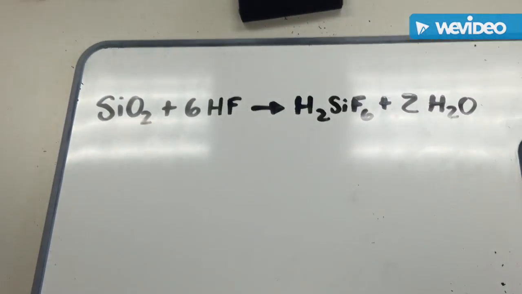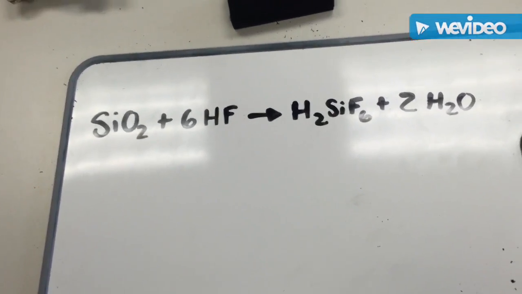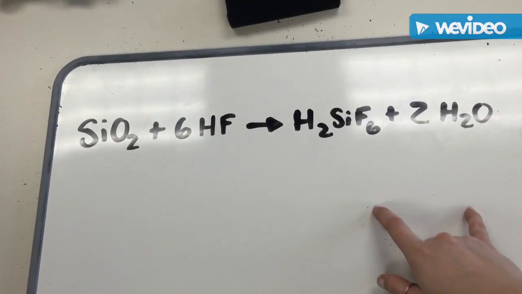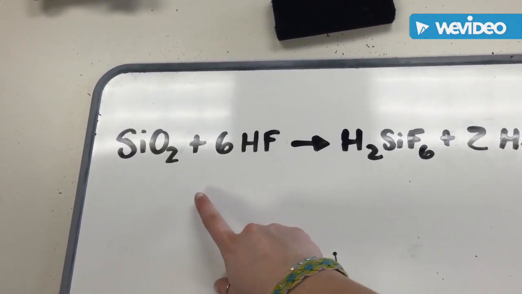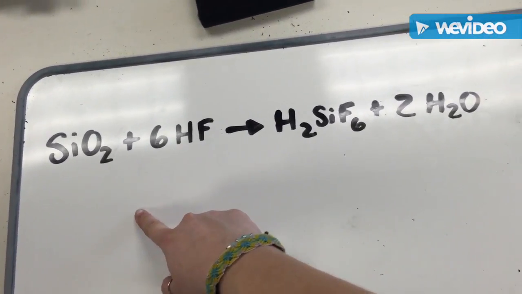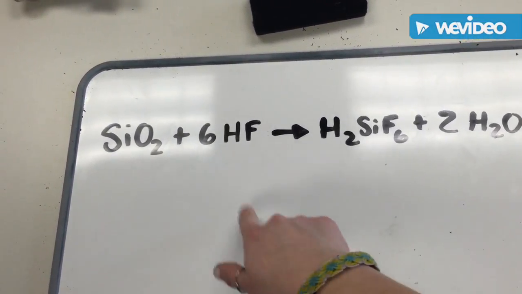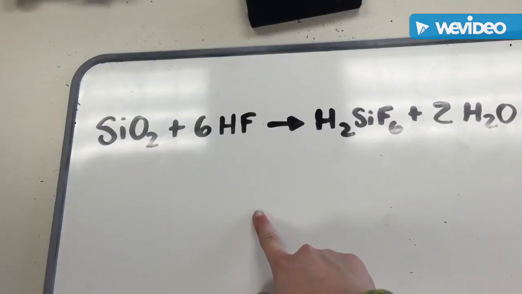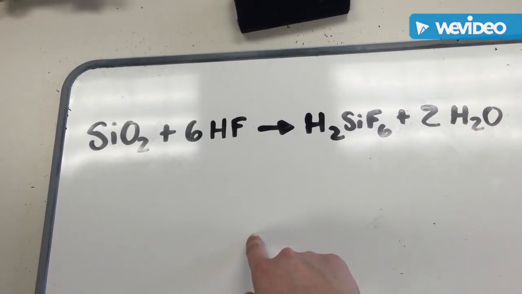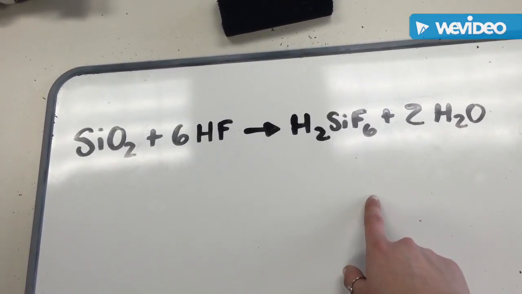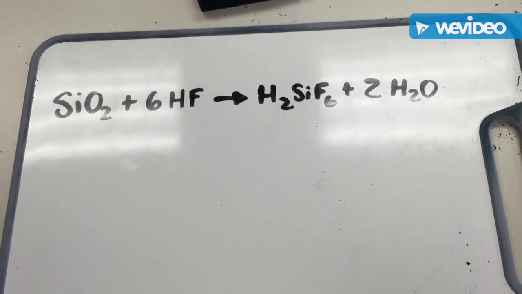Finally, our last question was, what kind of reaction is this? And this is a double replacement reaction because all of them switch. The O2 that was with the silicon in the beginning is with the hydrogen, and the fluoride that was with the hydrogen in the beginning is now with the silicon. So that's it.